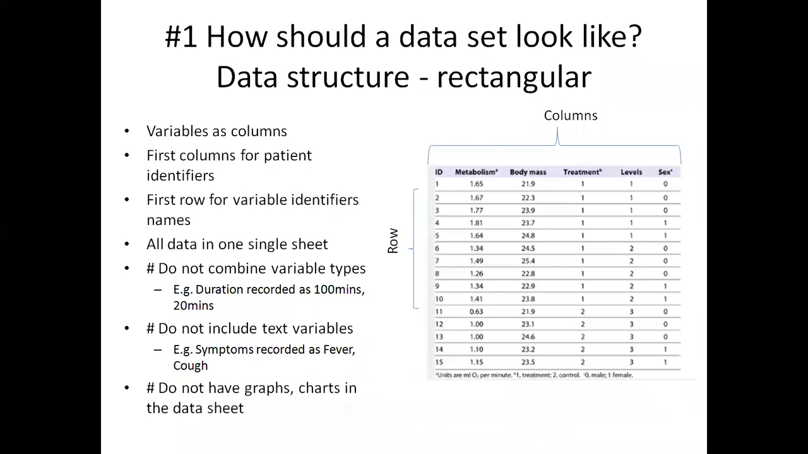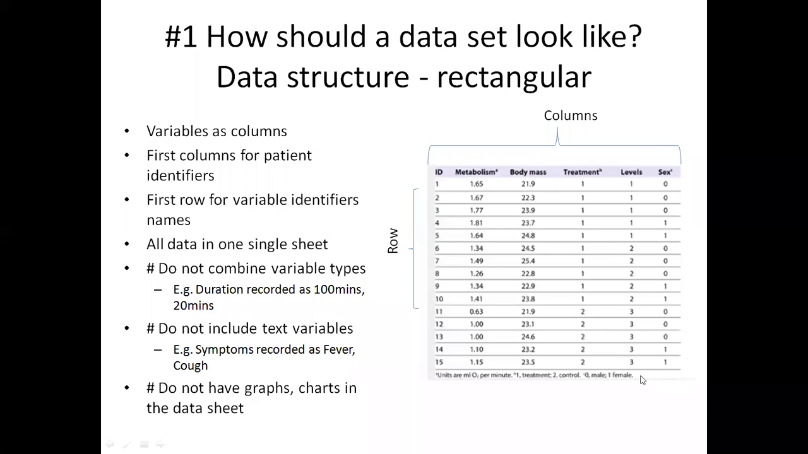So, as I said, the first part is making sure the data set looks adequate to be transported to statistical software. The expectation is that the data structure is rectangular. So you have columns which represent the variables, and then you have rows which take each of those patients. As shown in this slide, each of these columns is meant for a specific variable, and each of these rows is meant for a specific patient, and all the data is put in one single sheet.